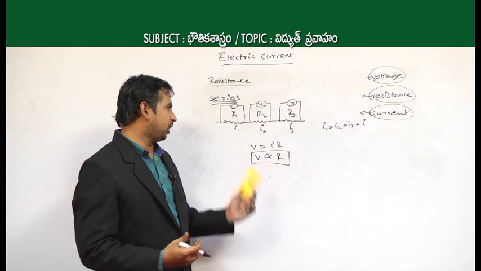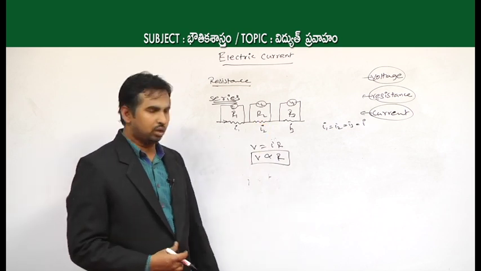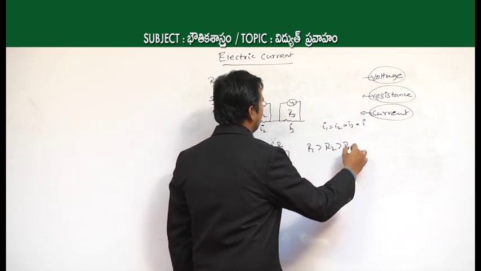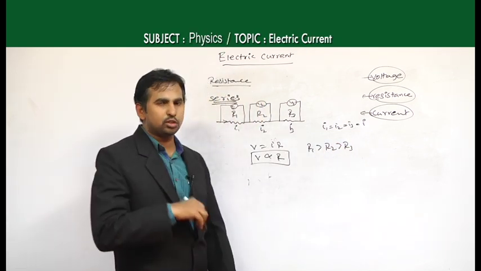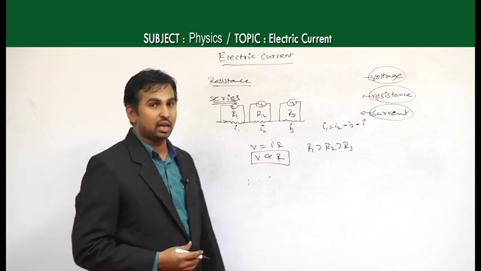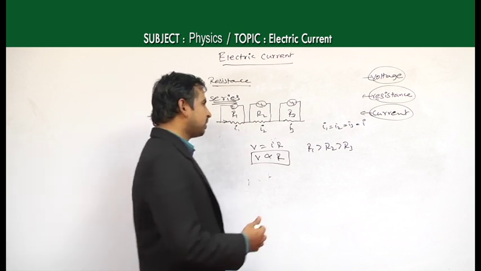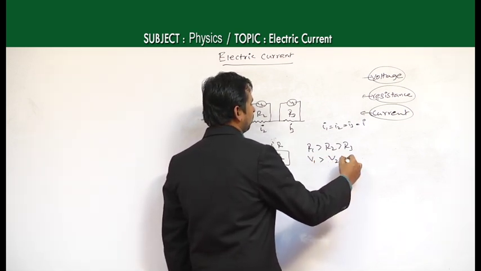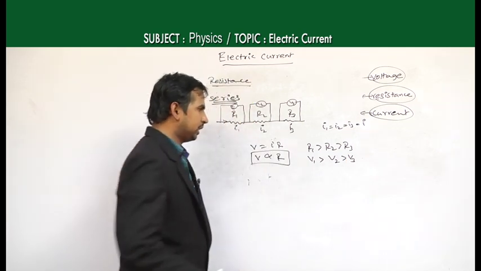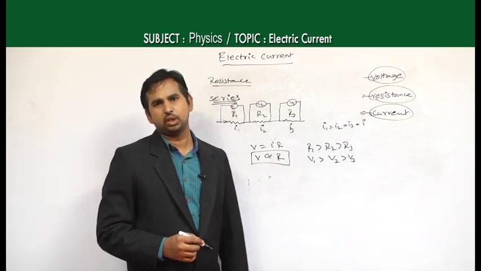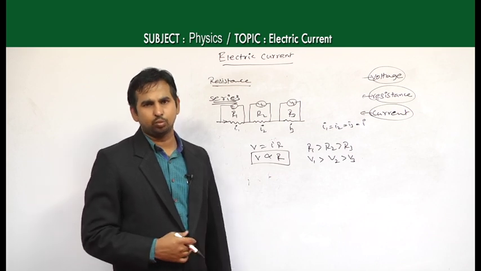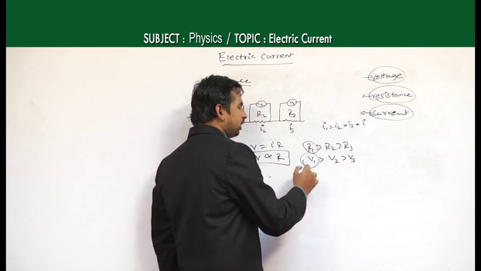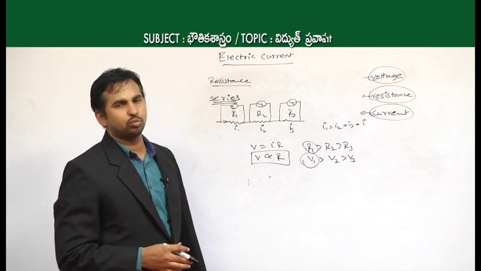For example, take the values R1, R2, R3, and suppose R1 is greater than R2, which is greater than R3. Then the voltage drop also depends on it: as R1 is more, the voltage drop at that point is also more, and the V2 value is also more than V3. Depending on the resistance we have the voltage, as V and R are both directly proportional to each other. If R1 has the maximum resistance, then the voltage drop at that point is also maximum.